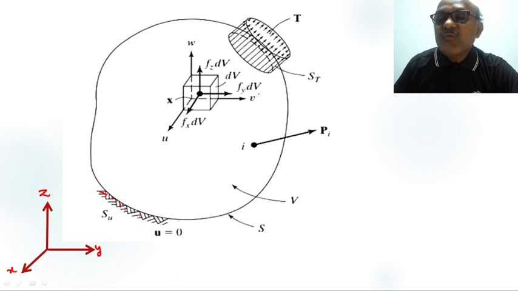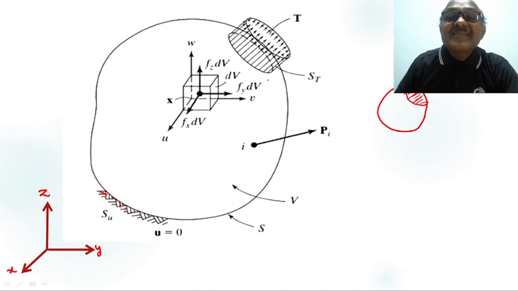What is a traction force? Traction force is nothing but, suppose it is a surface, a distributed force per unit area. That is called a traction force, my dear students. Now, coming to consider from this 3D, we consider a small elemental volume. For that, the volume is dV.